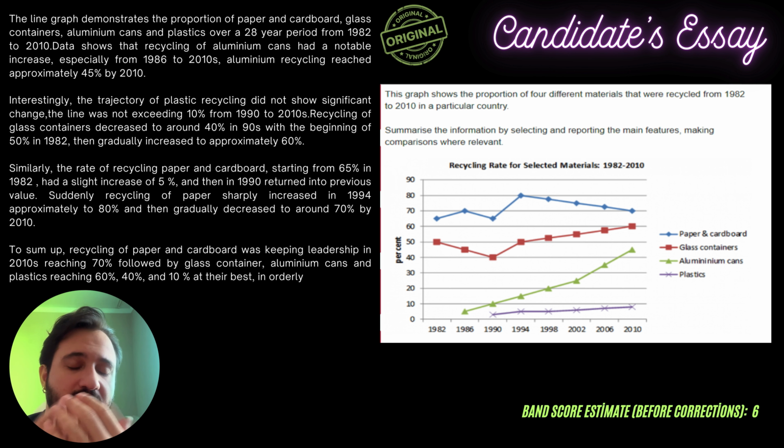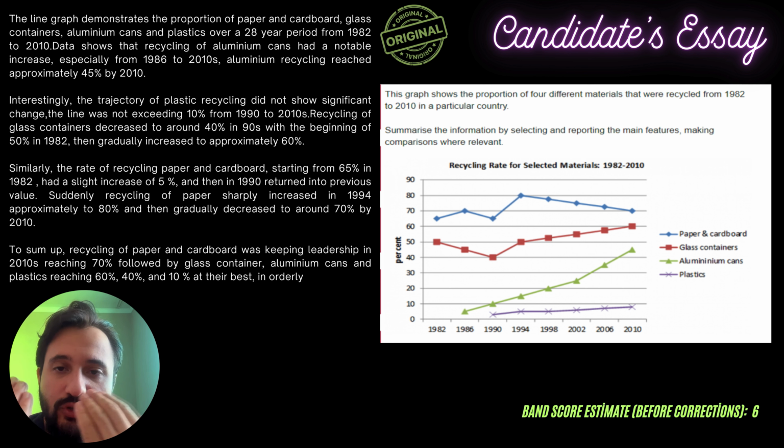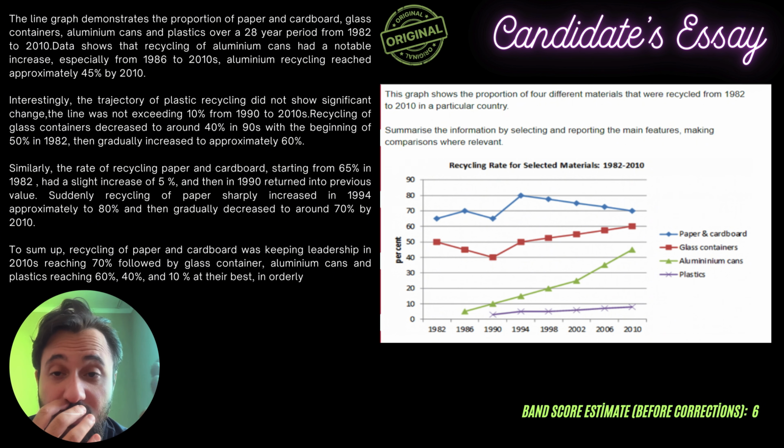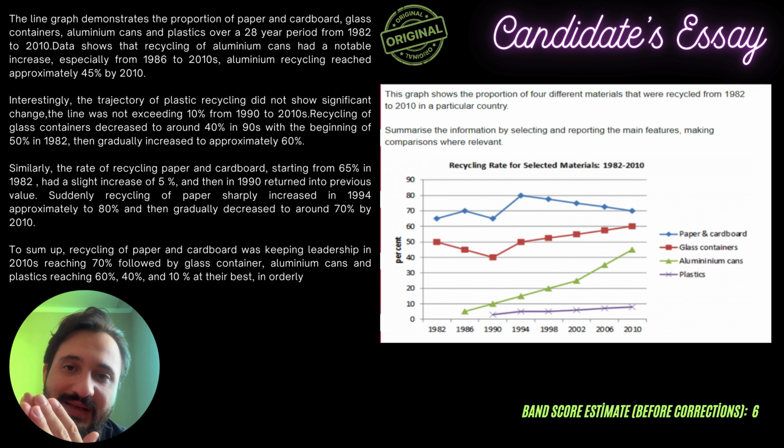So second one, incorrect prepositions. First of all, and then in 1990 returned into the previous value. It's written in this article like this. But the correct preposition here is to, not into. In English, return to is used to indicate going back to a previous state or position. And then we can correct it like this. And then in 1990, return to its previous value.